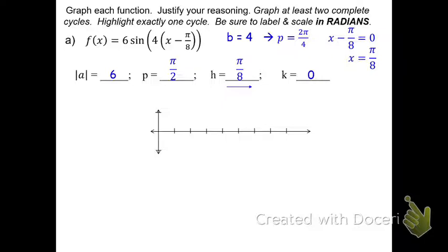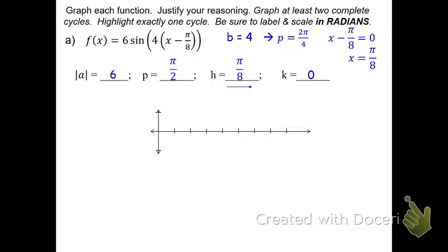Now I usually put a little arrow down below just to kind of remind myself that positive numbers have to go to the right, negative numbers are to the left. Or I look in the parentheses and I see that x minus h, right? It is in the form x minus h, which means h is the pi over 8. It is a shift to the right, pi over 8.